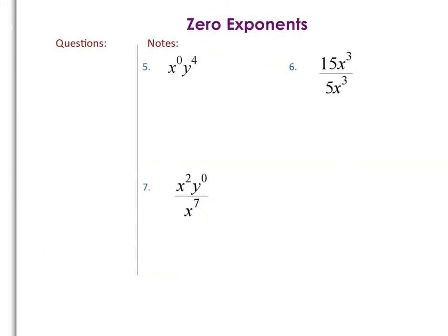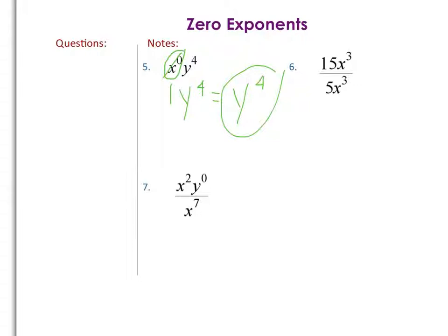So in this example, number 5, I have x to the 0 times y to the 4th. Well, just that x to the 0 piece becomes 1, and I bring down my y to the 4th. Well, 1 times y to the 4th just equals y to the 4th, and that's my final answer.